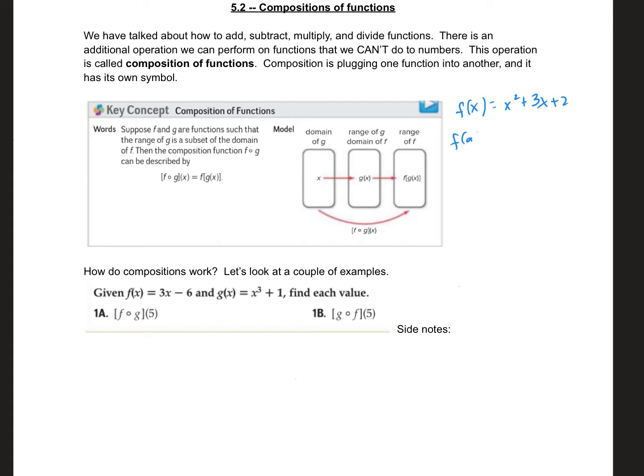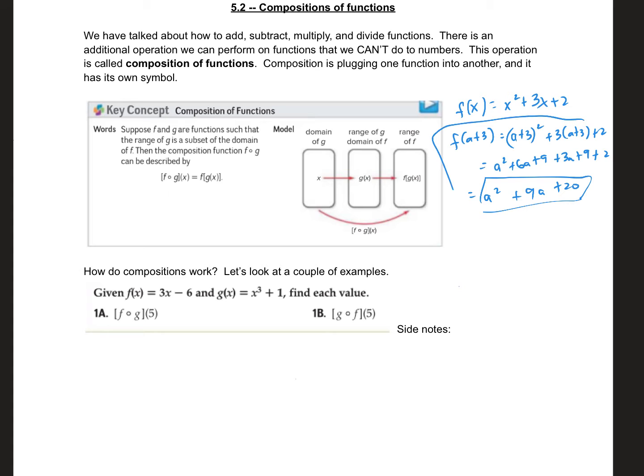and I asked you to find f of a plus 3, that would mean replace all the x's with a plus 3's. And remember, we have to FOIL that out. And then combine like terms. And you get something that looks like this, right? Now, composition of functions is something very similar to this process.